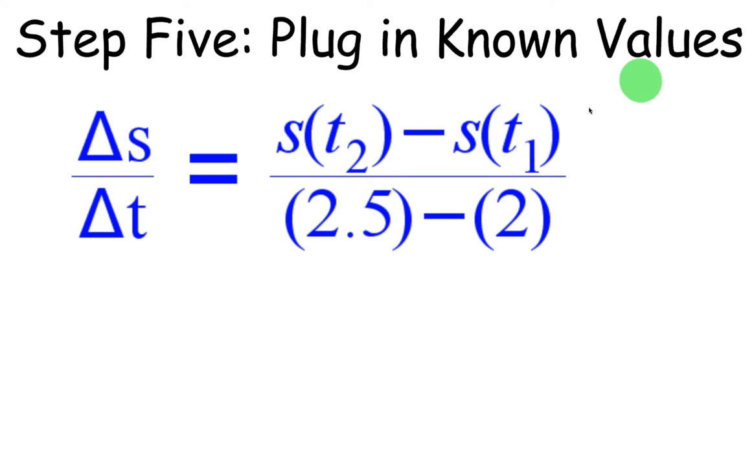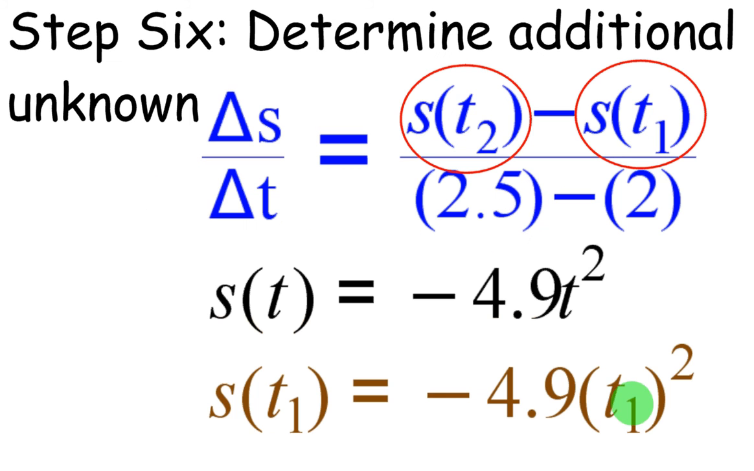Now we're going to plug in our known values. We know that time 2 is 2.5 and time 1 is 2. However, in order to solve for our average rate of change, we need to know these other two variables, right? So basically 5 variables in this equation. This is 1 and then 2 on top, 2 on bottom. Leads us to our next step. In order to solve for that variable, we have to figure out these two things on the top. So step 6 is to determine the additional unknowns.